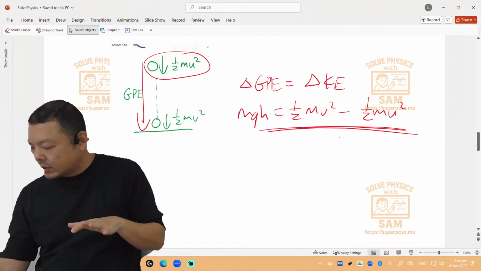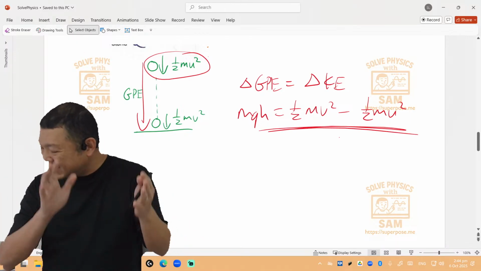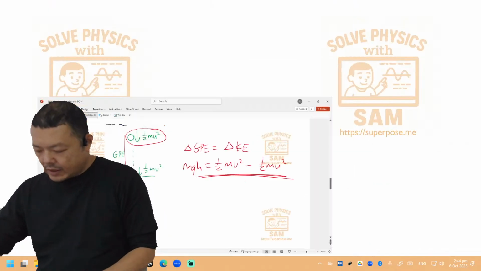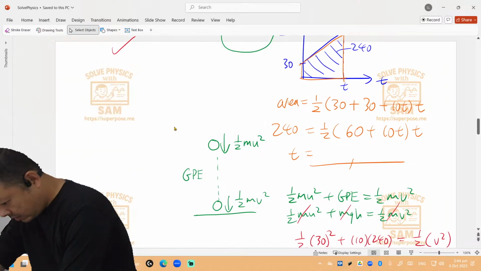Okay, all right. So always remember, you find the difference in the energy, then you find the velocity. Don't go and find the velocity and then go and add the velocity. Okay, last question from Gordon. Hang on.